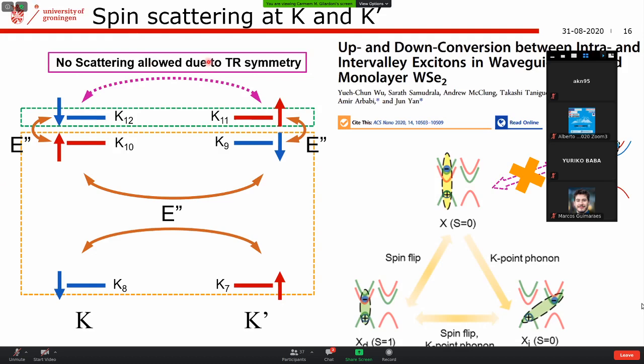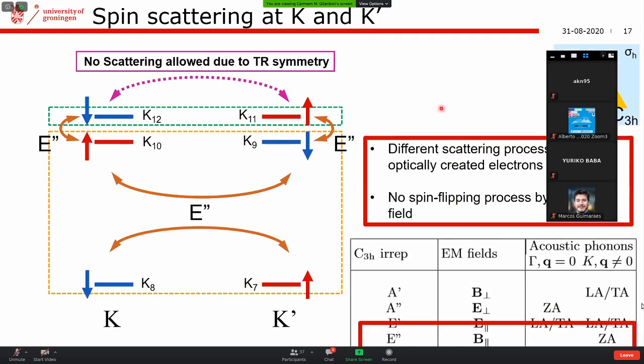So for this first part, what I need you to take home is that the symmetry of the wave functions in the conduction band and in the valence band are very different. And that actually leads to different scattering processes for electrons and for holes. Also, if you look at this table and you look at the electric fields, there's no spin flipping process that is provided by an electric field for a monolayer TMD. Right?